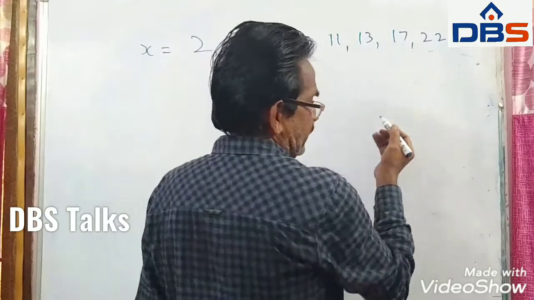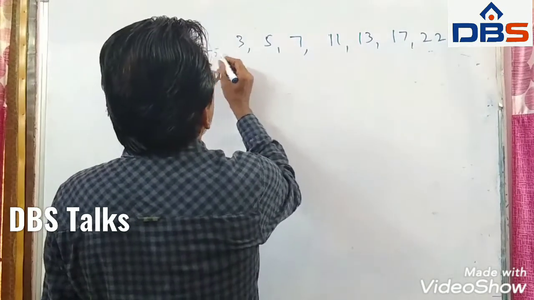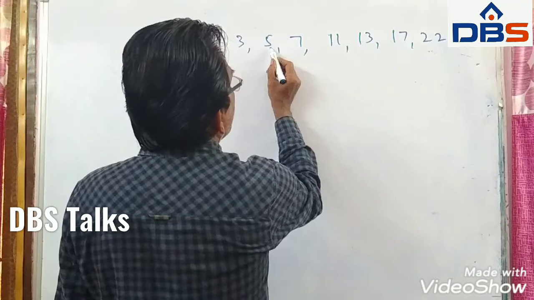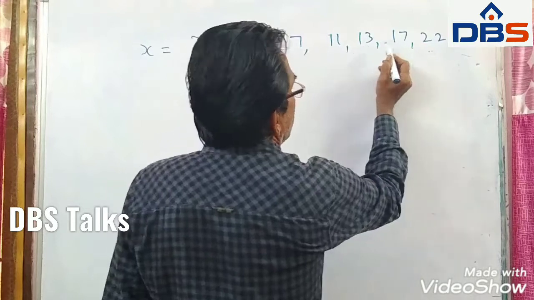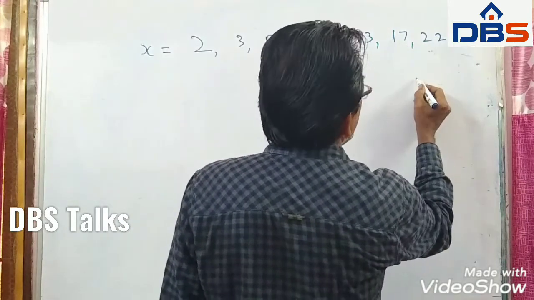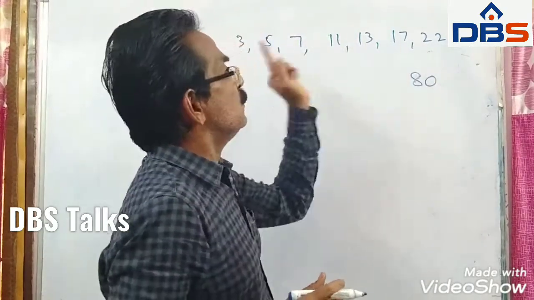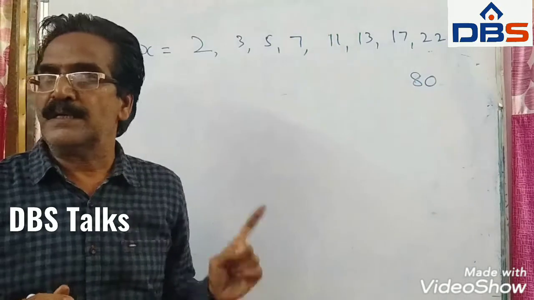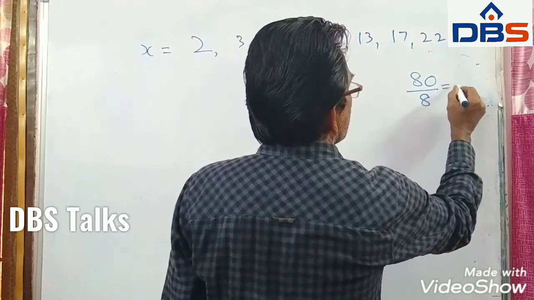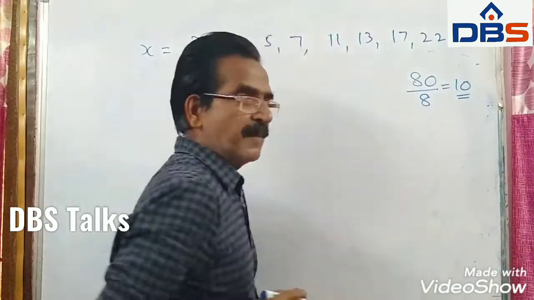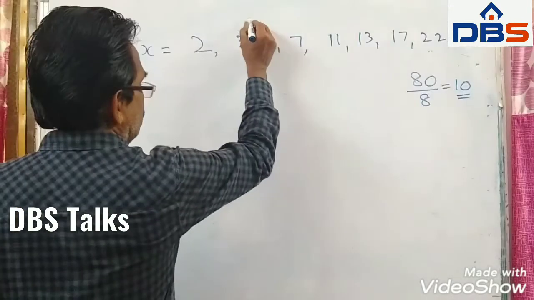Now let us find x bar, that is the mean, the central value. 2 plus 3 is 5, 5 plus 5 is 10, 10 plus 7 is 17, 28, 41, 41 plus 17, 58 plus 22 is 80, plus 3 is 83... the total sum comes to 80 and average means total 8 observations. So the average is 10 friends. The average of the given observations, x bar, is equal to 10.